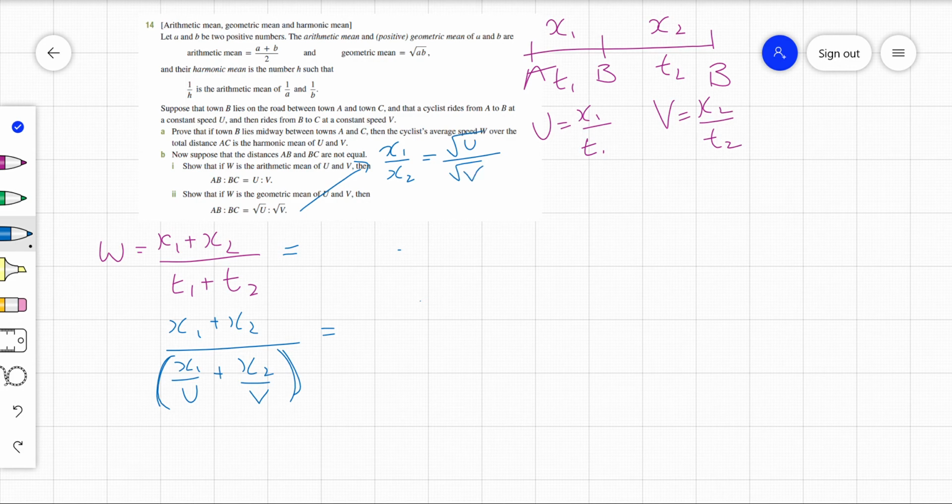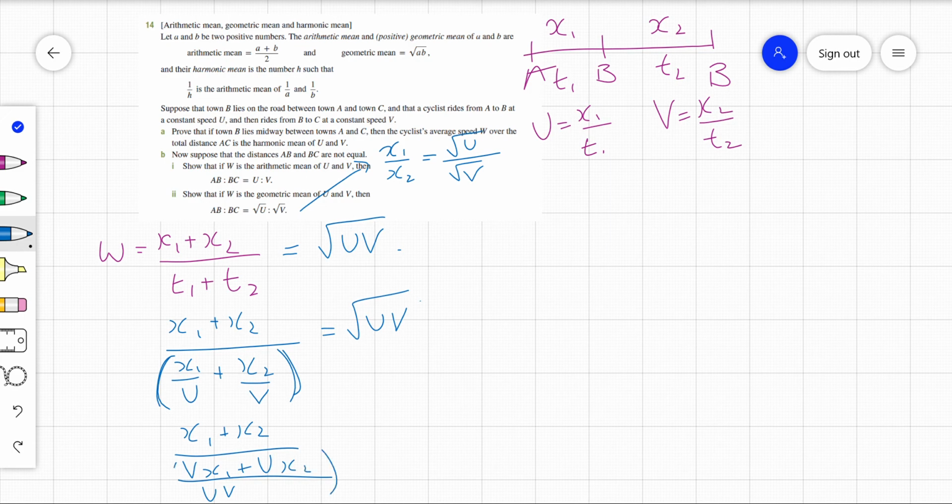Alright, so this time what are we given? We're given that w is the geometric mean of u and v. So geometric mean means this is going to be equal to the square root of uv. That's the geometric mean. So again, I'm going to do the same thing here. I should make a common denominator first. So I'm going to have x1 plus x2, and here the common denominator would be uv. So I'm going to have vx1 plus ux2 there.